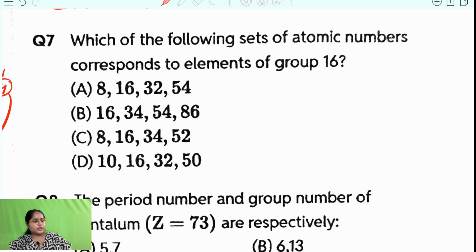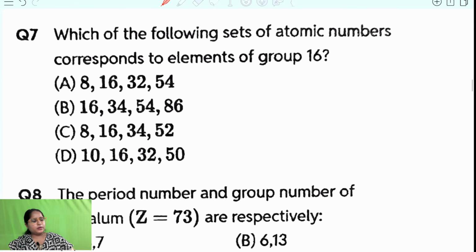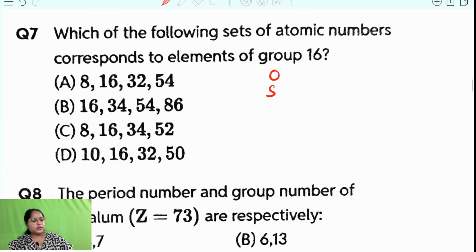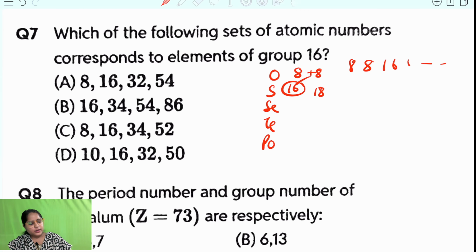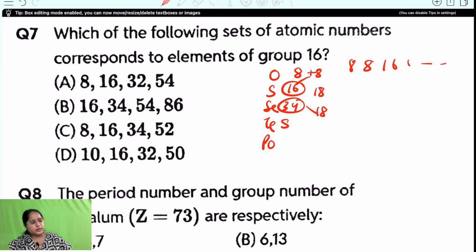Which of the following set of atomic numbers correspond to elements of group number 16? So group number 16 means oxygen, sulfur, selenium, tellurium, polonium. So it will come here, 8. Okay, so what is the magic number? 8, 8, 16, 16, 32. So in 8 we will add 8, so what we will get here? 16. Now in 16 what am I going to add? 18. So we get 34. Then again 18, so we get 52. So 8, 16, 34, 52.